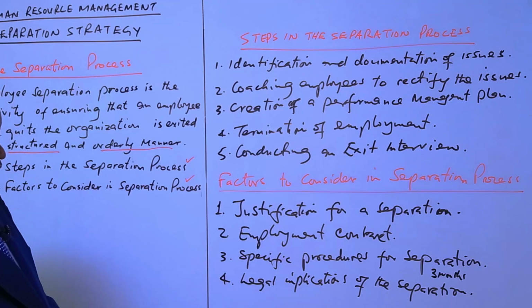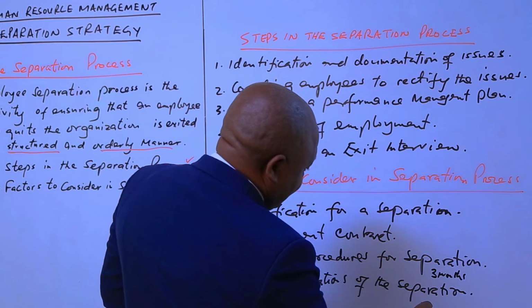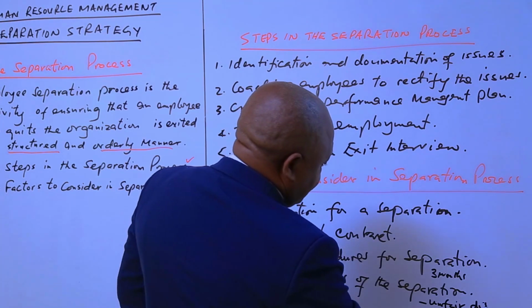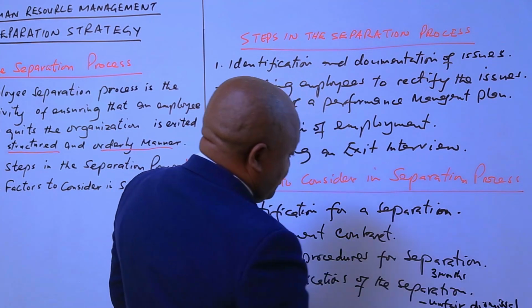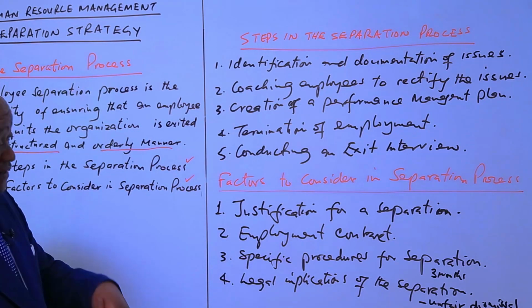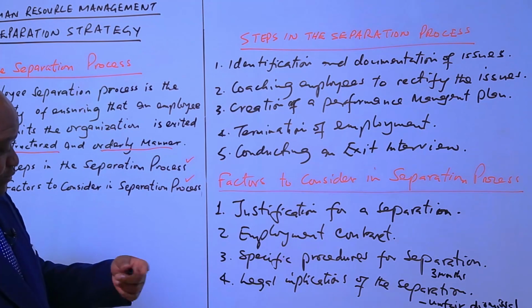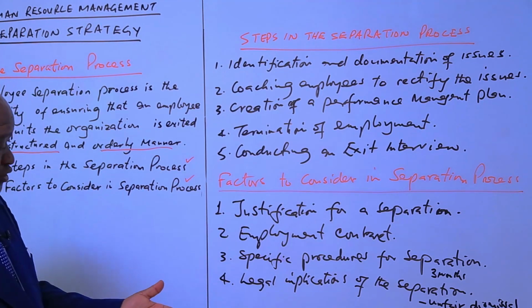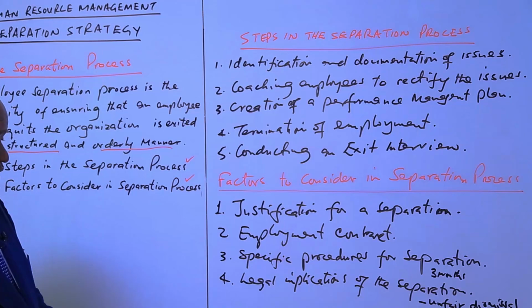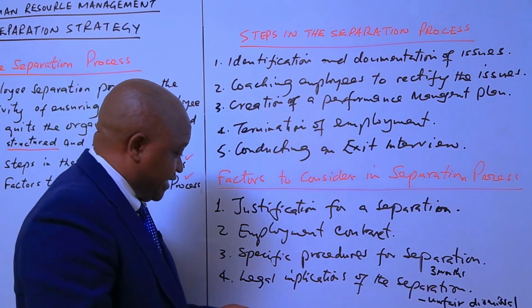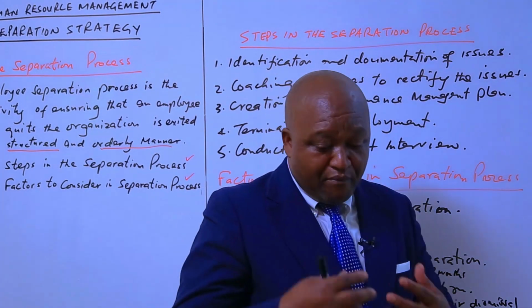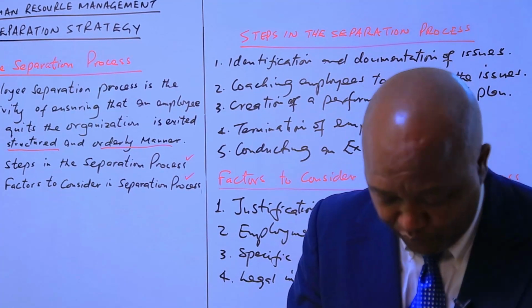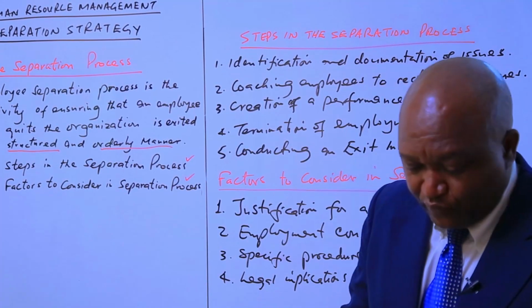Now, for example, an employee may claim that this separation is unfair, maybe an unfair dismissal. The law provides for what can be an unfair dismissal. So it is important that before any separation is done, an organization seeks some legal interpretation so that the separation is done within the legal framework. The legal implications must be considered, otherwise the employer may have to pay very heavily for a separation process.